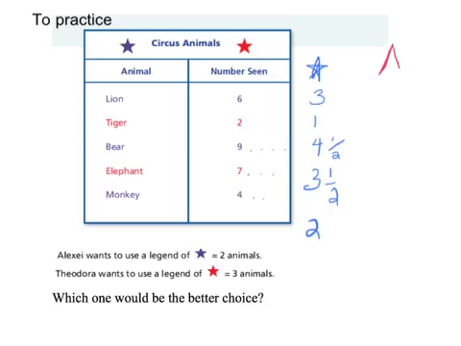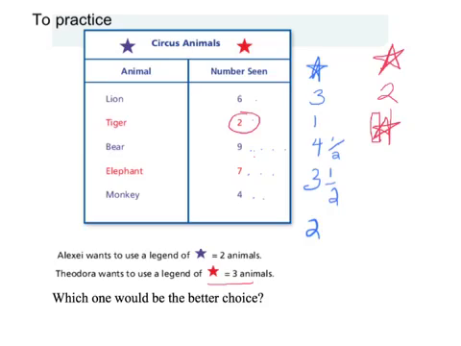Now, if we were choosing Theodora's with red, how many stars would we need for each? Let's take a look. All right, for 6, 3, 6, we would need 2 stars. For tiger, 2. This is where it gets a little bit tricky. For 2, we wouldn't need 1 complete star, but 2 is not quite half of 3. Somehow we would need to take our star and divide it into thirds. That means we would only be able to draw this little bit of a star. That might be tricky. Let's keep going and try the others.